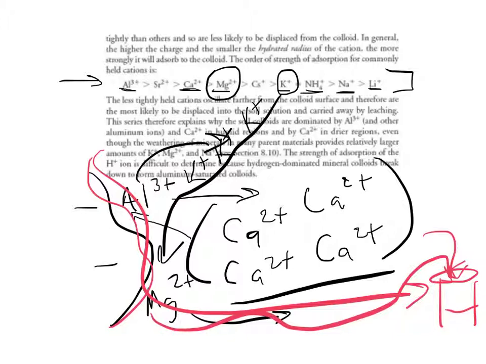This is also called the lyotropic series, and again, it describes how well or how tightly, or what the pecking order is of ions that are held on the soil surface. So we'll probably be referring back to this later on as we talk about soil fertility and things like that as well.